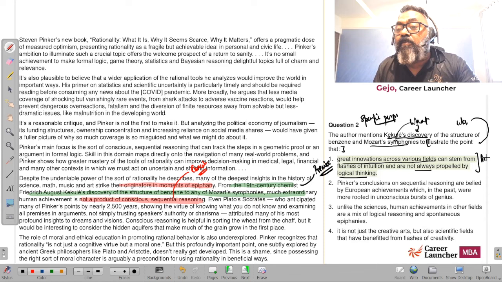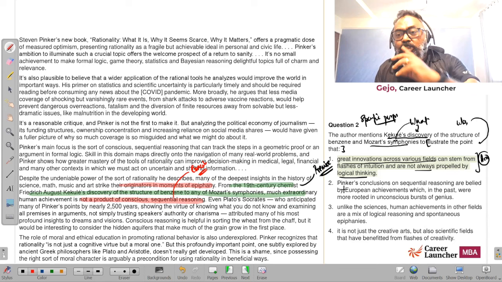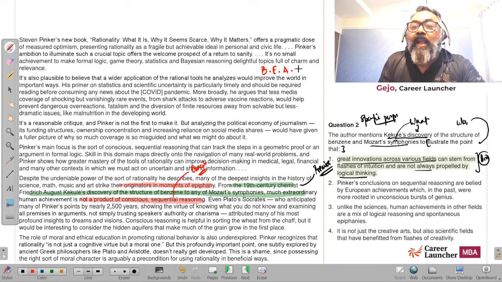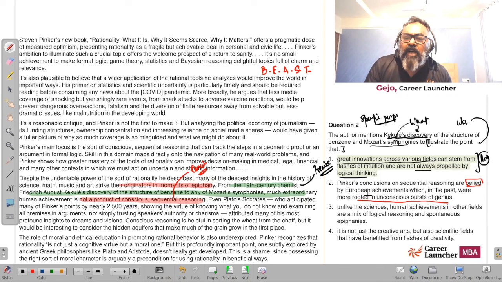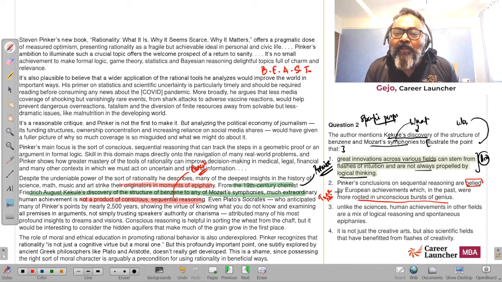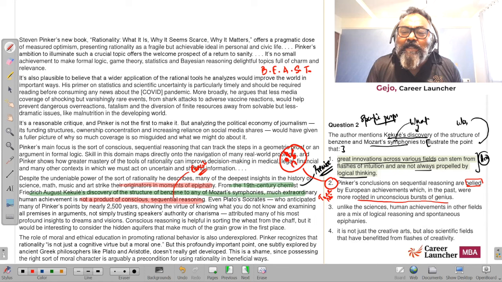Now, let's look at the answer choices and remember our framework of beast, broad, extreme, alien, sidetracking, and tone mismatch. Let's look at 2. Pinker's conclusion on sequential reasoning is bleached by European achievements, which in the past were more rooted in unconscious bursts of genius. Look at this. You can see it's a tone mismatch. It's like the author is going at Pinker, saying, what is Pinker doing? Stupid Pinker. Stupidity. That's what the sense is here.